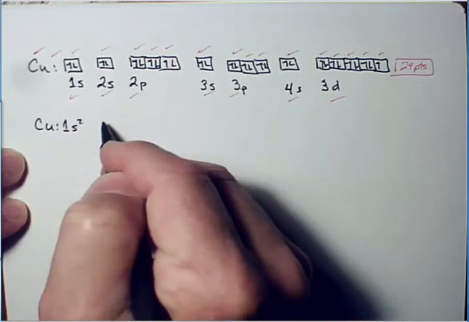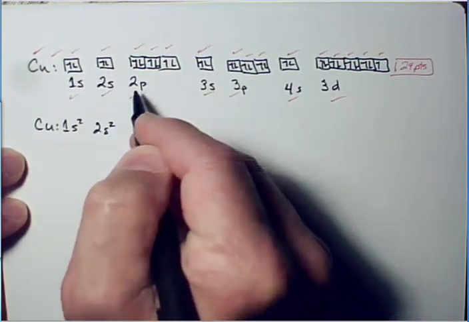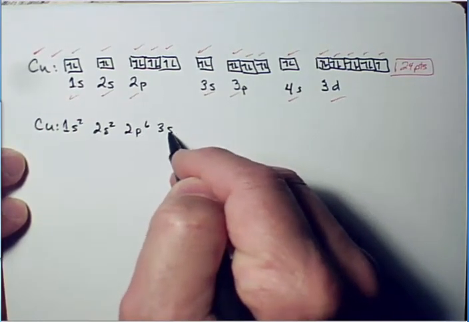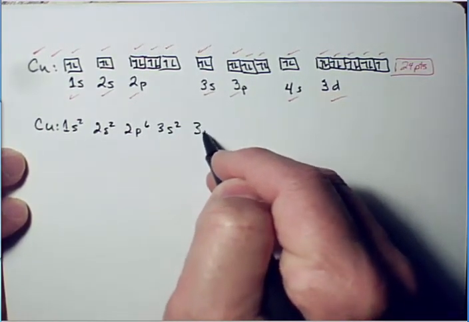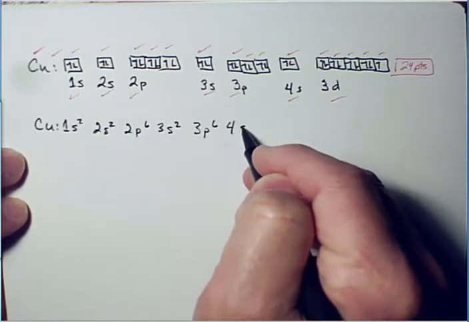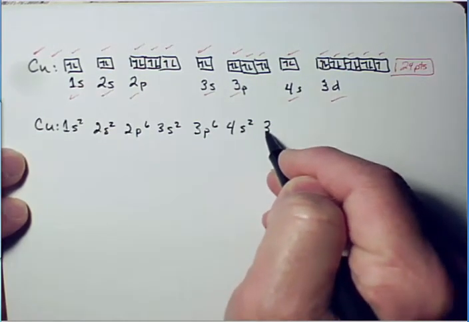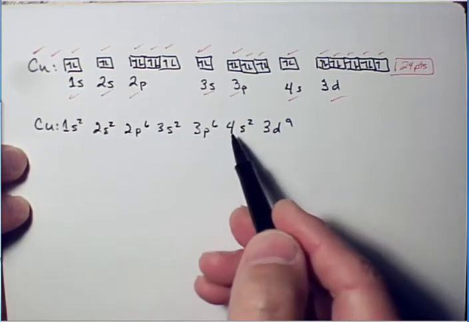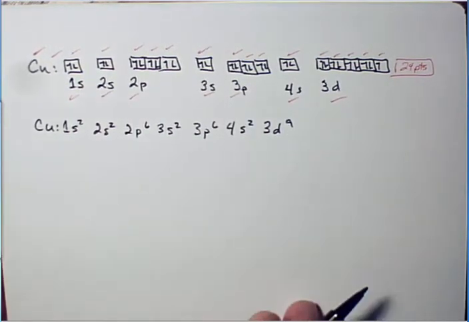And for the 2s, we have 2s2, and then 2p6, 3s2, 3p6, 4s2, 3d9. And in reality, it should be 4s1 and 3d10, but we're not going to worry about that in here.